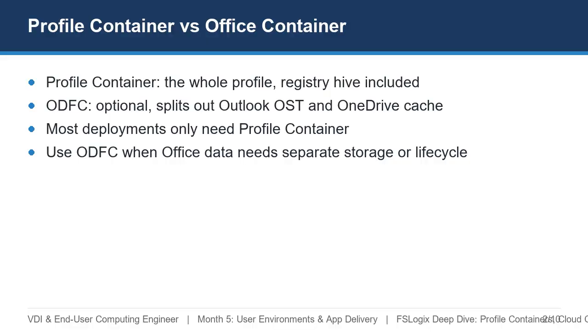FSLogix gives you two container types. Profile container is the main one, holding the entire user profile including the registry hive. Office container, or ODFC, is optional and narrower. It isolates just the Outlook cache and OneDrive data into a second virtual disk. Most modern deployments only need a profile container. Reach for ODFC only when you have a specific reason to manage Office data separately.